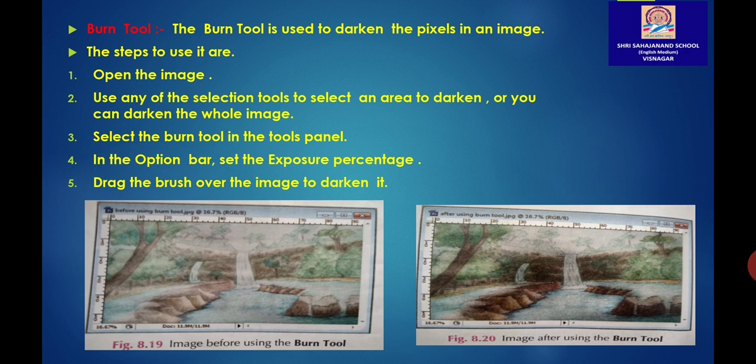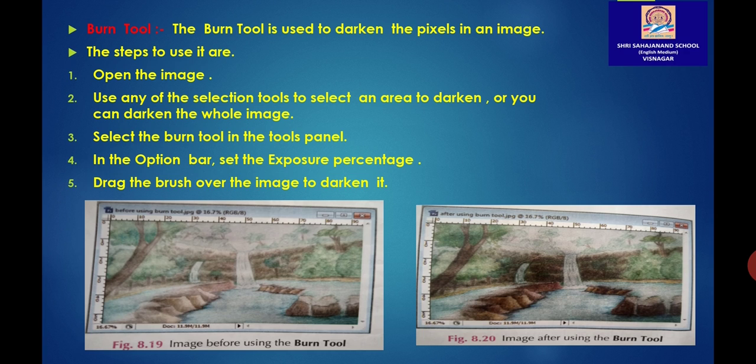Now burn tool. The burn tool is used to darken the pixels in an image. The steps to use it are: open the image, use any of the selection tools to select an area to darken, or you can darken the whole image.